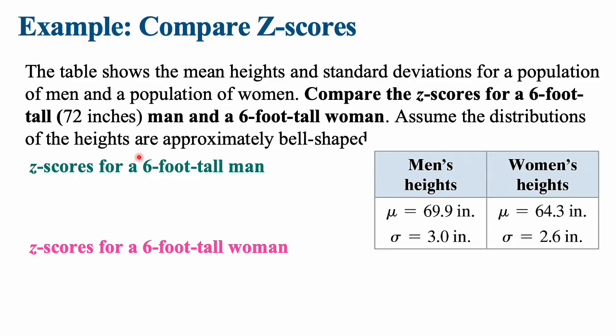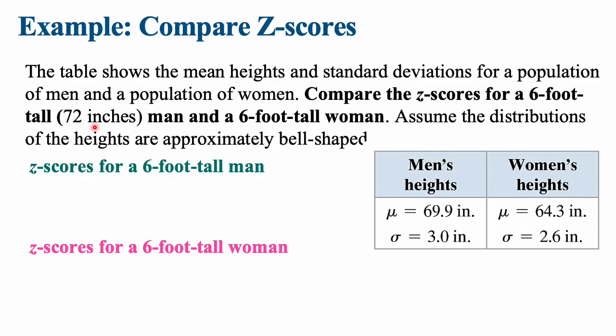Another way we use z-score is to compare two data sets. The table shows the mean height and standard deviation for the population of men and the population of women. Compare the z-score for a 6 foot tall man and a 6 foot tall woman. Here is the table, guys. Mu is 69.9 inches for men's height. Standard deviation is 3. Women's height mean is 64.3 inches. Standard deviation is 2.6. Let's find each z-score, guys.